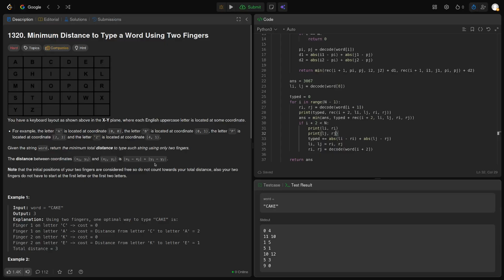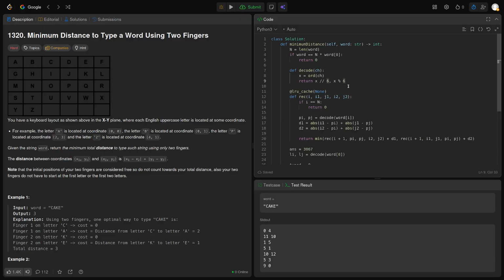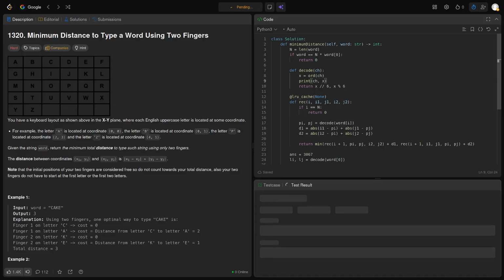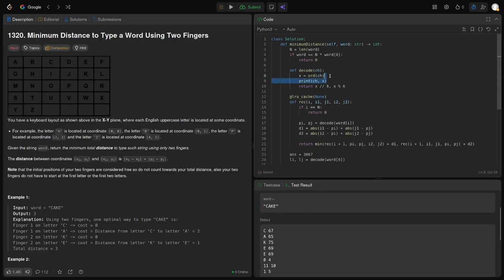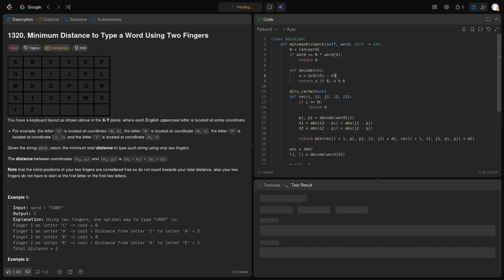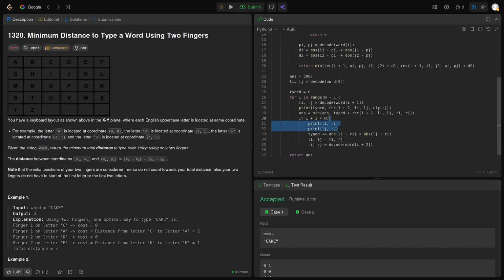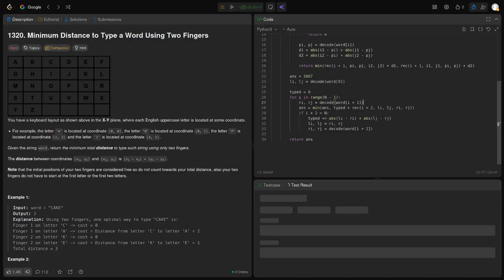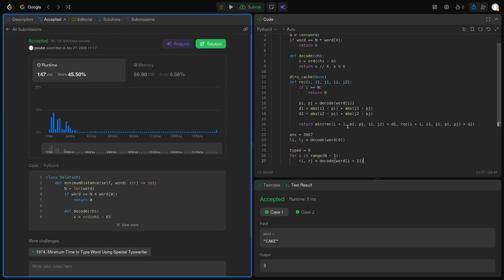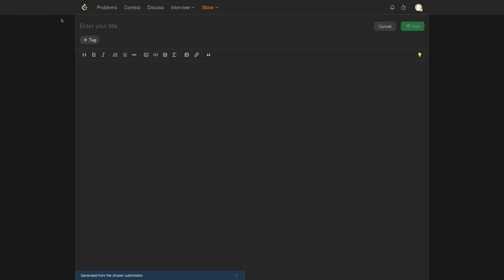Because, how is that possible? What am I even decoding, bro? Probably something bad, of course. Like that. Okay, now it works. Okay, and this should work, I think. Yeah, okay. Interesting problem, I would say.